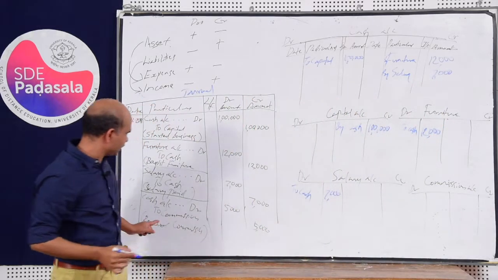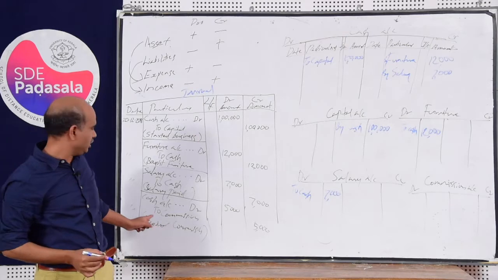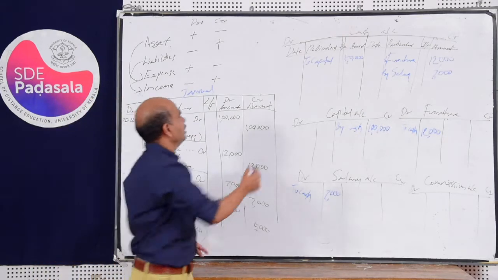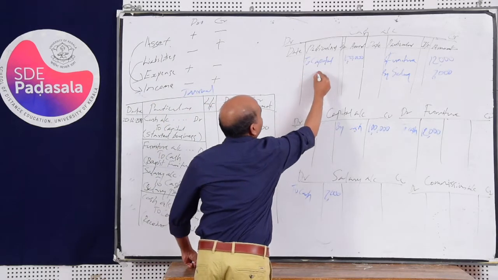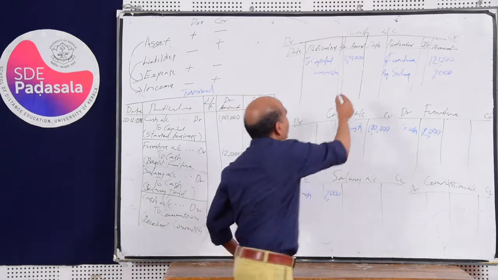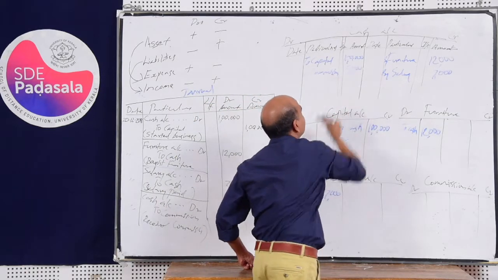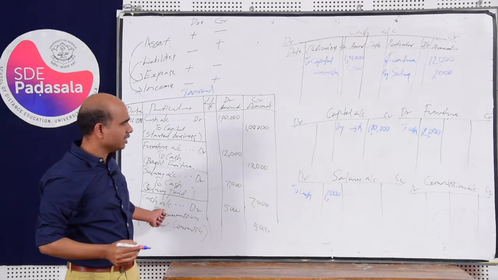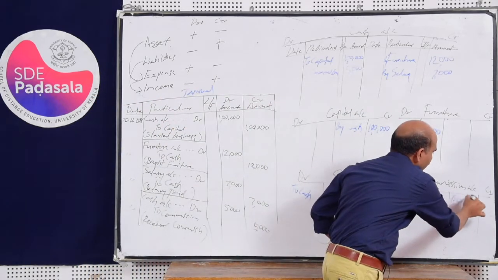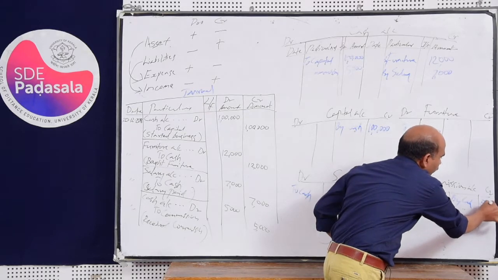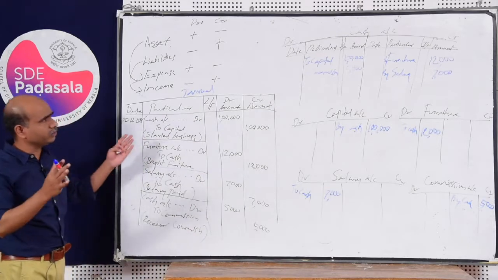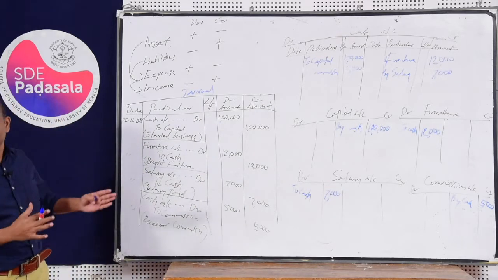The last transaction is cash account debit to commission. In cash account, to commission, the amount is 5,000. In commission account, by cash, by cash 5,000. So, all the transactions we have transferred to the ledger accounts.